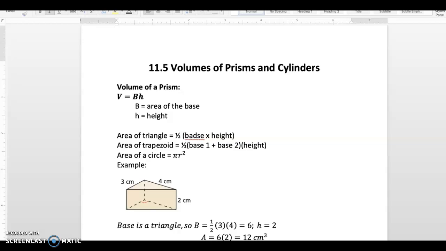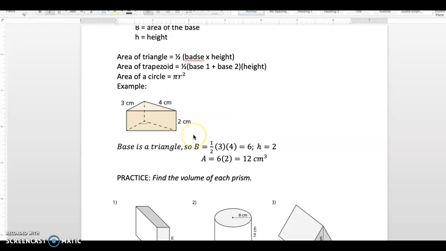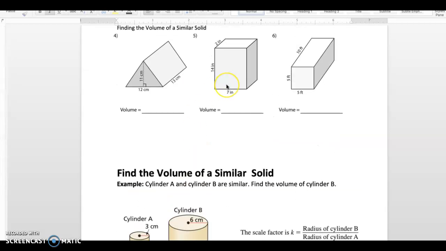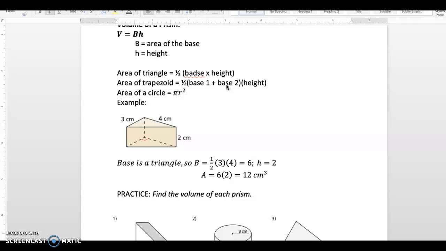But I'm going to show how to do all of the different volumes of prisms, which will be triangular, a cube, which I don't have an example of on here. A cube, a rectangular prism, a trapezoidal prism, and then a cylinder. All of them follow the same exact formula. I'm just going to have to review with some of you the area of a trapezoid, the area of a triangle, and the area of a circle.